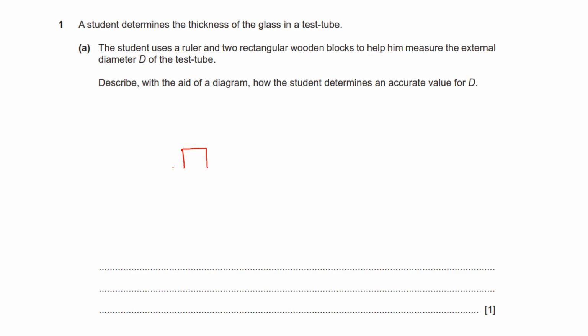So this is the side view of our arrangement. This is, say, the table or a straight floor. He places the test tube something like this. This is the round edge of the test tube. Then place the other wooden block like this. So this is your wooden block. This is your wooden block. And then align the ruler along the edge like this. Say this is your ruler.